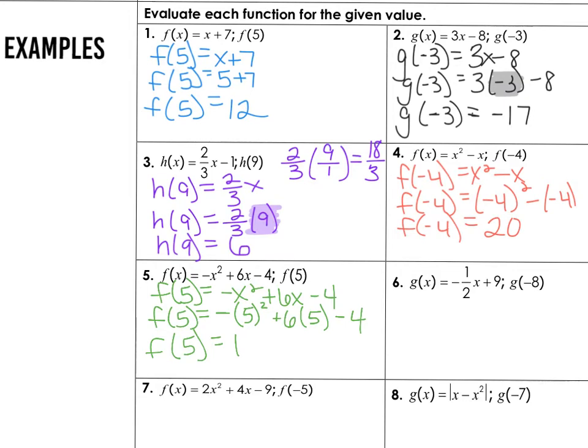So, number 6 has a fraction, another fraction. It's okay, we can handle them. g of x equals -1/2 x plus 9, and find g of -8. So I have g of -8 equals -1/2 x plus 9. I'm going to plug in my -8, so I have -1/2 times (-8). Notice how I put parentheses around my -8, plus 9. And then when you put all of that in your calculator, you should get 13.